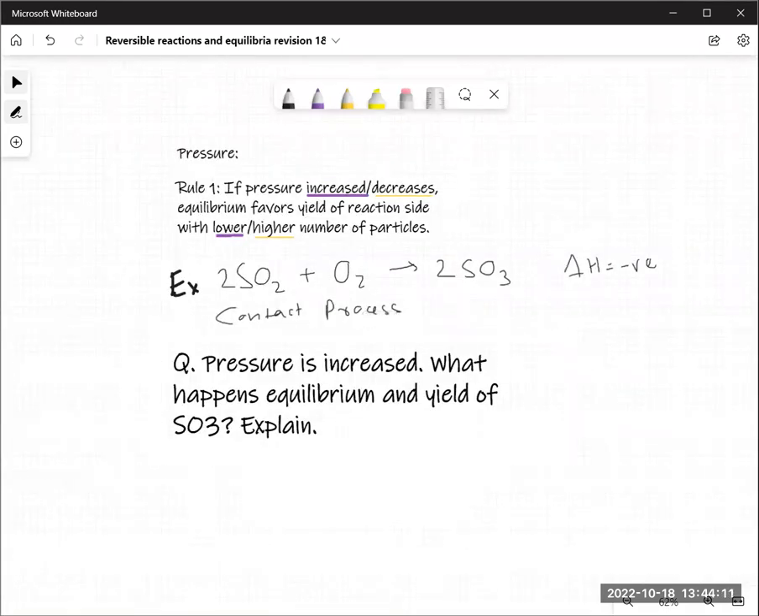Now, okay, so pressure, concentration, all of that is done. Now, the next thing is, Le Chatelier's principle is done. Next thing is iron.